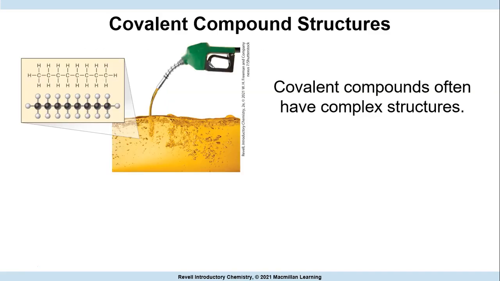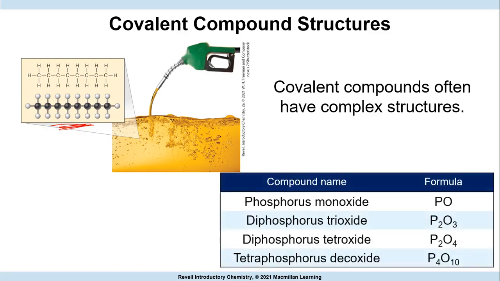Now, let's look at the structures of the covalent compounds. So covalent compounds often have complex structures. For example, we are looking at this hydrocarbon here. All the fuels that we use, the hydrocarbons. So this is an example. So we see that they are complex. Now, how do we name these covalent compounds? So I'm going to just show you how we name these, and then in the next slides I will show you how to bring out the name.